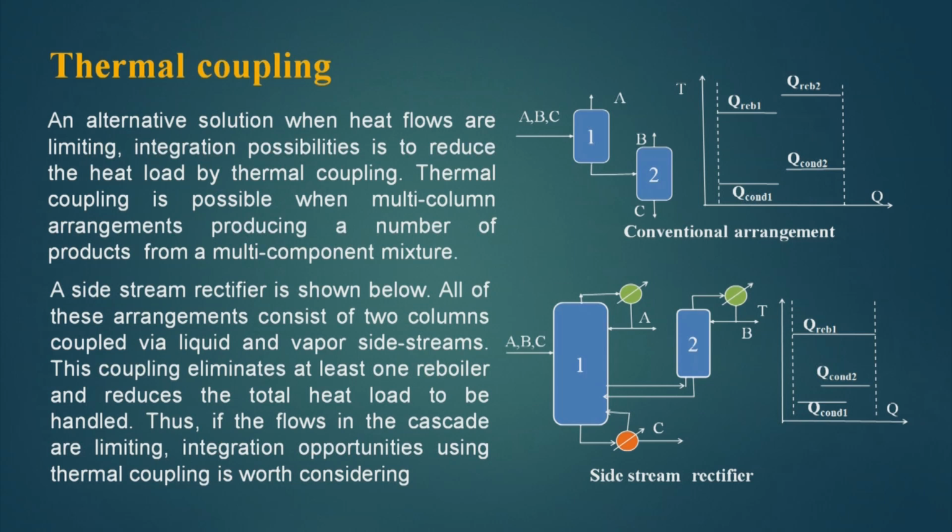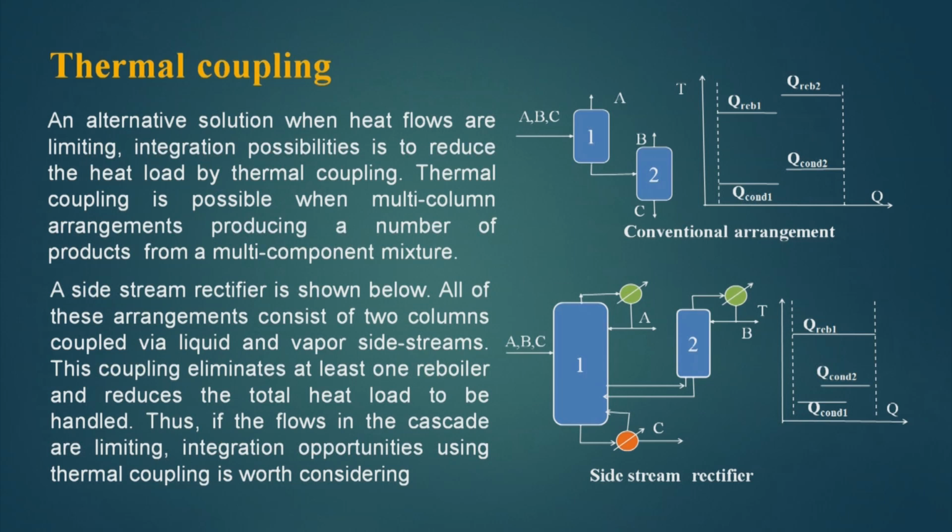Now, there is another process through which this can be done. It is called thermal coupling. An alternative solution when heat flows are limiting for integration is to reduce the heat load by thermal coupling. Thermal coupling is possible in multi-column arrangements producing a number of products from a multi-component mixture.